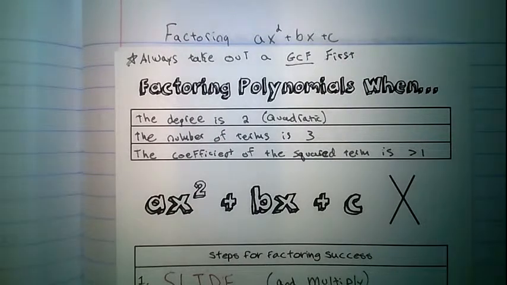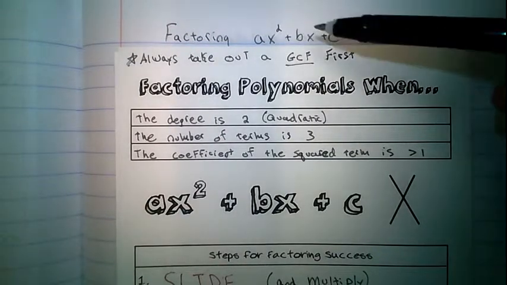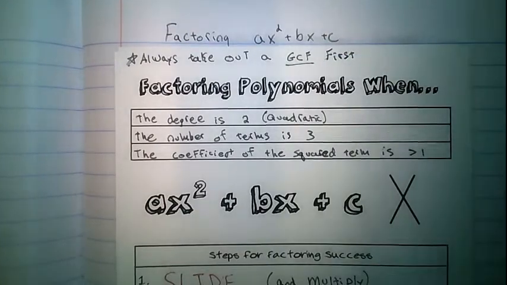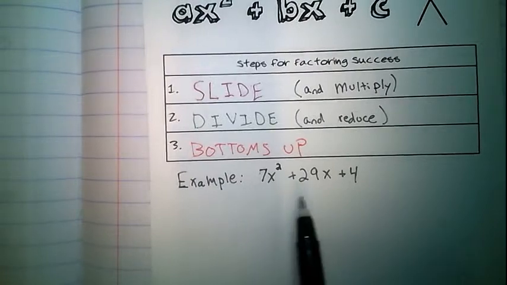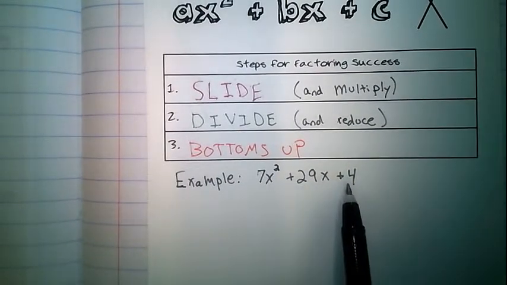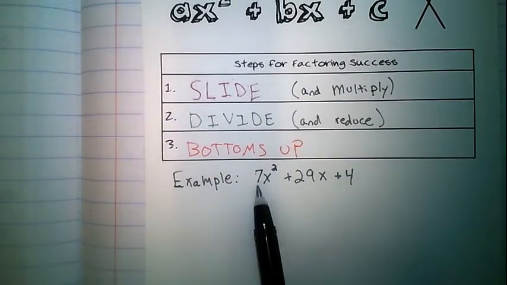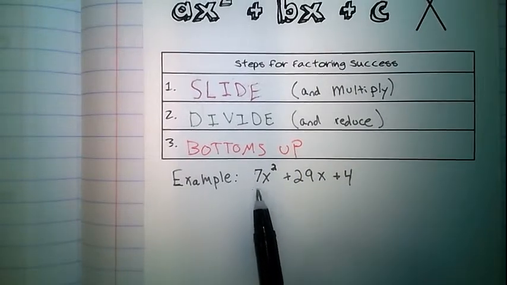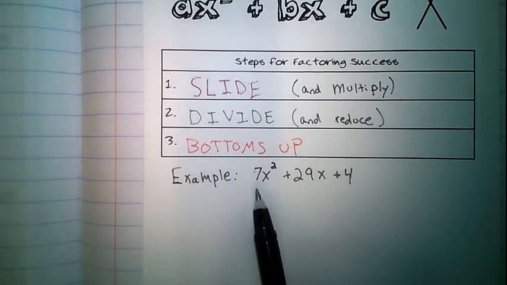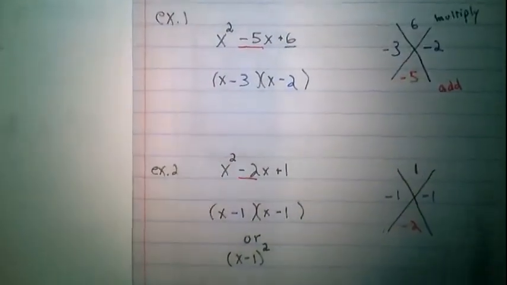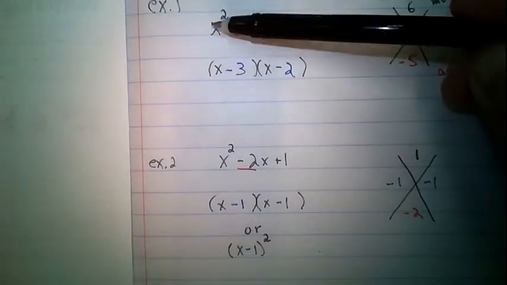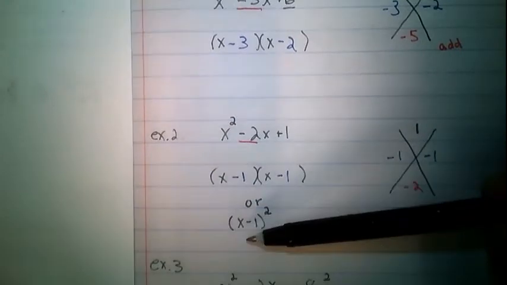Our new entry is on factoring ax² plus bx plus c. So that's when you have polynomials like 7x² plus 29x plus 4, where the coefficient in front of the x², or the squared term, isn't 1. We have a number there. Previously in our examples, everything we factored had no number in front of the squared term.